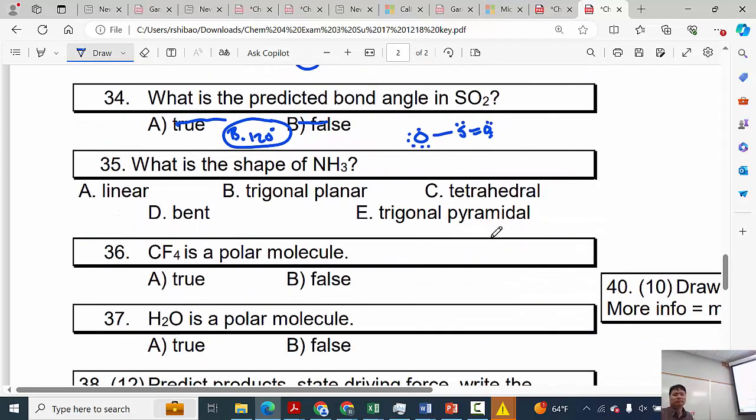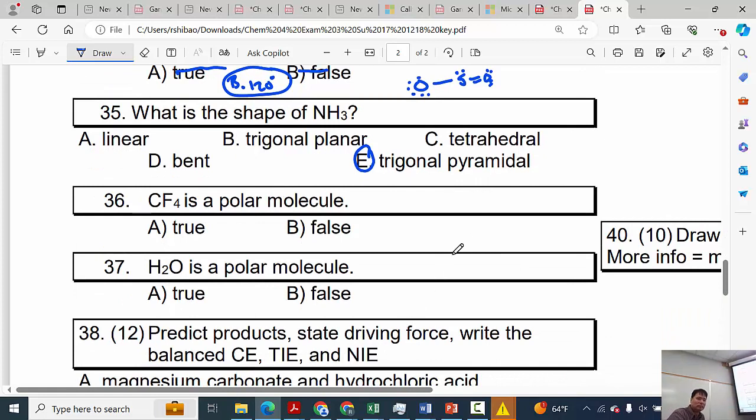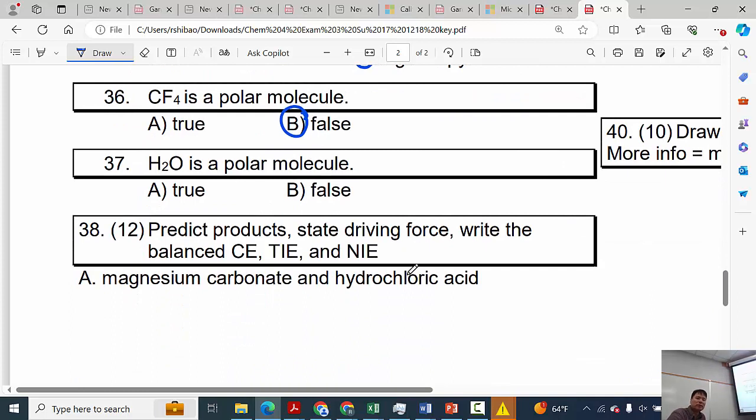What is the shape of ammonia? Which one? B or E? E or B? What did you guys say? E? Yeah. Trigonal pyramidal. CF4 is a polar molecule. False. CF4 is nonpolar. H2O is a polar molecule? True.